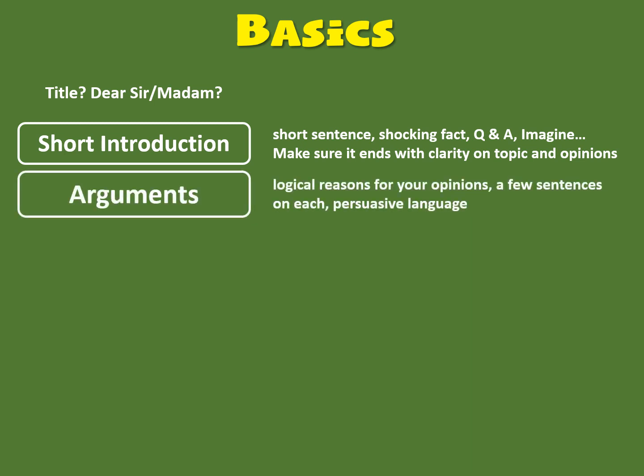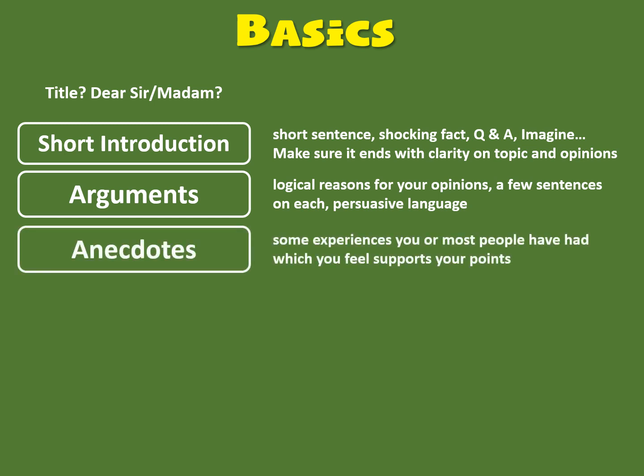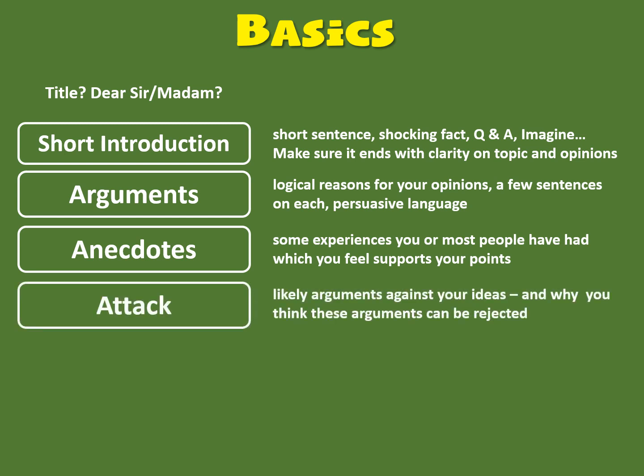So next you might have a larger paragraph which is about your arguments, so your logical reasons for why you believe what you believe, giving 2 or 3 sentences on each of your reasons at least, and using persuasive language. Your next large paragraph might be some experience that you have had or that you think most people have probably had that support your point of view. Then you might move on to likely arguments against your ideas, and then you politely say why you think these people are wrong.